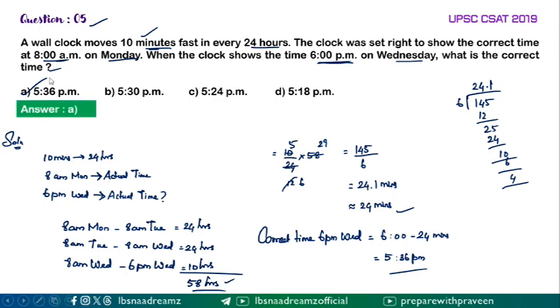Yes, option A is the right answer. The actual time will be 5:36 p.m. and the clock will be showing 6 p.m. on Wednesday. So this is a faulty clock, right? For every 24 hours, it will move 10 minutes faster. In 58 hours, it will be 24 minutes faster. So the actual time will be 5:36 p.m.